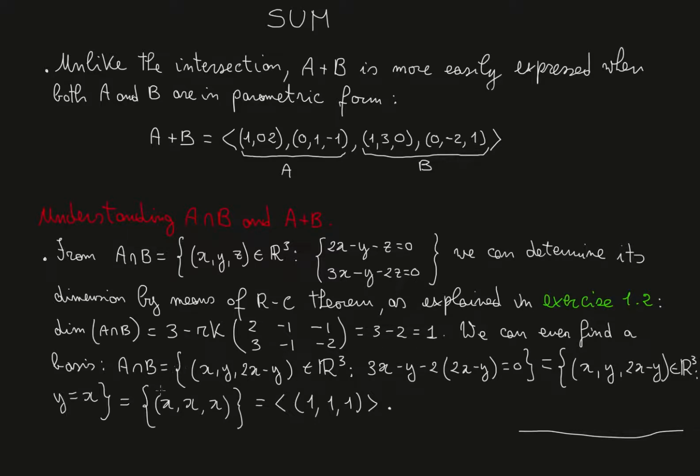Therefore, A intersected B is going to be the set of the vectors of the kind x, x, x, which is simply the vector space generated by the vector 1, 1, 1, and this constitutes a basis for the intersection.